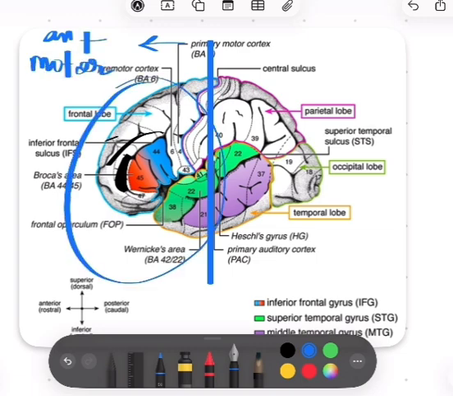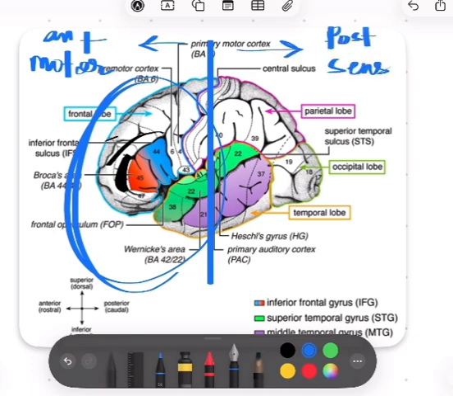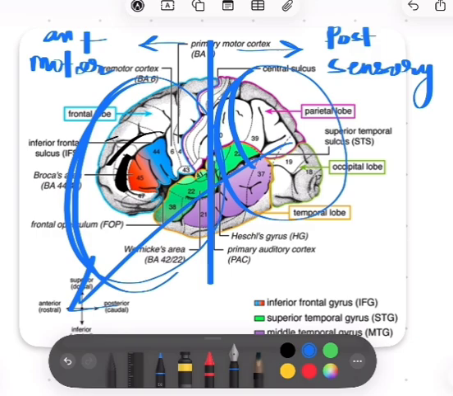All of this part of the brain, motor. Okay, posterior to the central sulcus is sensation, sensory. So all of this part of the brain is going to control sensations of the contralateral side. Similarly, for motor, contralateral side.